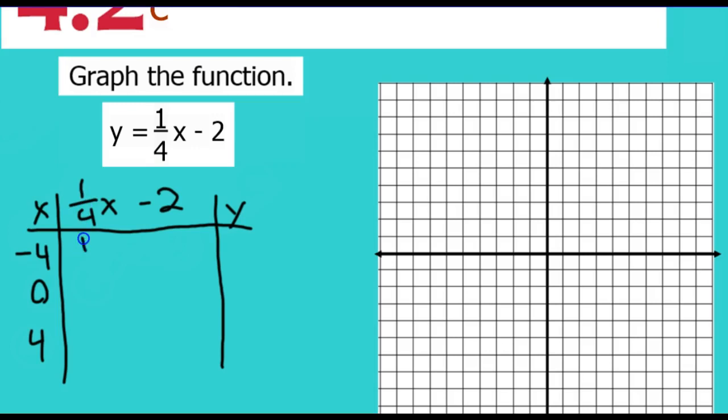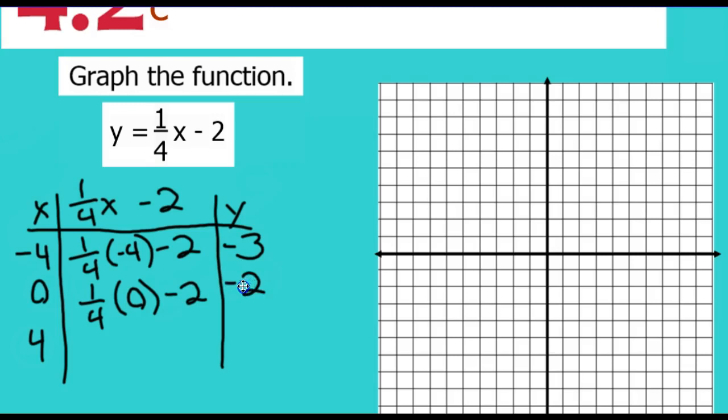So if I do this then, I have 1/4 times a -4 minus 2. I have to find a fourth of a -4, which is -1, minus 2, which gives me -3. Then I have 1/4 times 0 minus 2. 1/4 times 0 is 0, minus 2 is -2. Finally, 1/4 times 4 minus 2. A fourth of 4 is 1. 1 minus 2 gives us a -1.